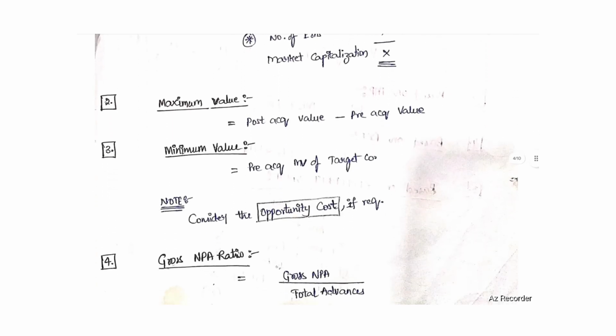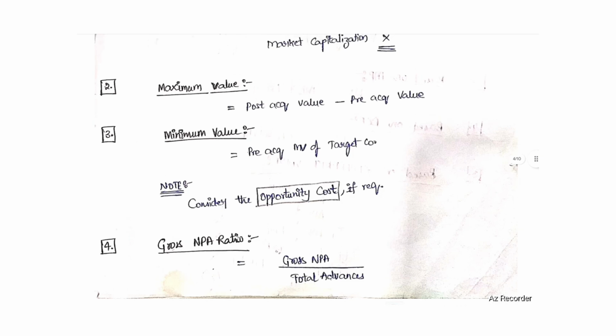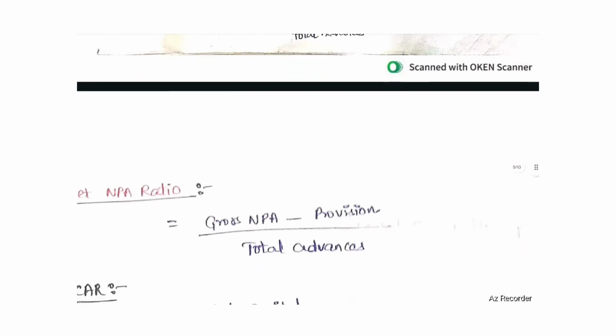How to calculate maximum value? Maximum value equals post-acquisition value minus pre-acquisition value. Minimum value equals pre-acquisition market value of target company. Consider opportunity cost also if required. Gross NPA ratio equals gross NPA divided by total advances.